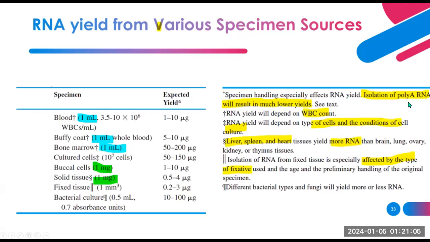So the isolation of poly-A RNA will result in a much lower yield, and RNA yield will always depend on the WBC count, the type of cells, and the conditions of the cell culture. We can also get more RNA from liver, spleen, and heart tissues as compared to brain, lungs, ovary, kidney, or thymus tissues. And the isolation of RNA from fixed tissues is especially affected by the type of fixative.